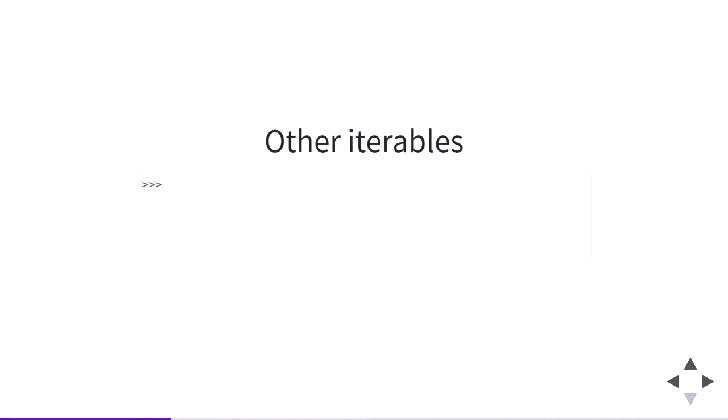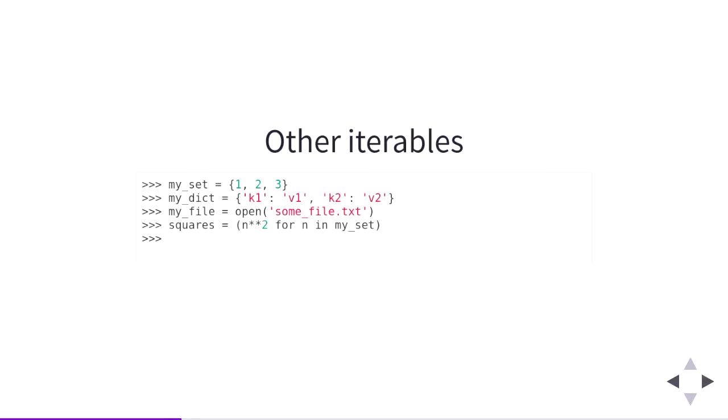I want you to know that while lots of things in Python are iterables and lots of things are sequences, many things in Python are iterables but not sequences. Sets are iterables. Dictionaries are iterables. Files are iterables. And generators are iterables. We even have infinitely long iterables. So count in the itertools module, this is an infinitely long iterable. None of these things here are sequences. They are all iterables, though. We can loop over them.